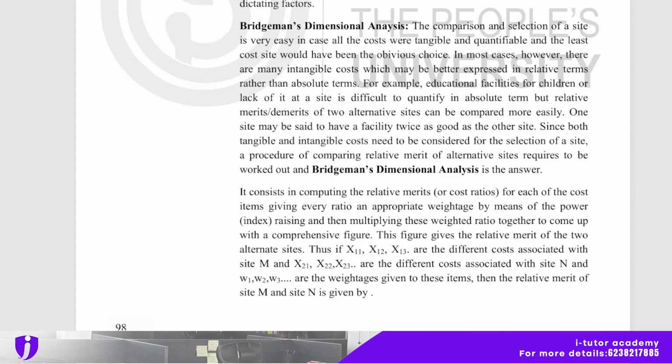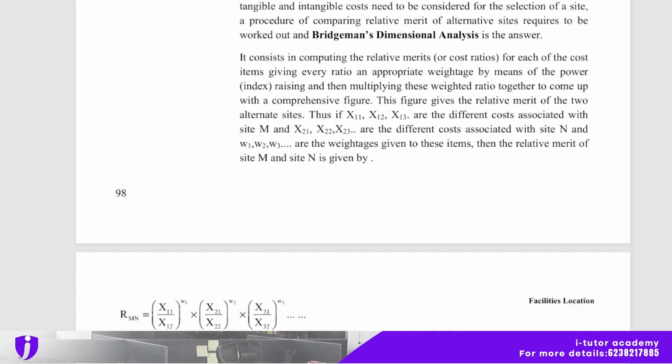For example, educational facilities for children, or the lack of them at a site, are difficult to quantify in absolute terms, but the relative merit or demerit of two alternative sites can be compared more easily. One site may be said to have a facility twice as good as the other site. Since both tangible and intangible costs need to be considered for the selection of a site, a procedure for comparing the relative merit of alternative sites needs to be worked out, and Bridgman's dimensional analysis is the answer.